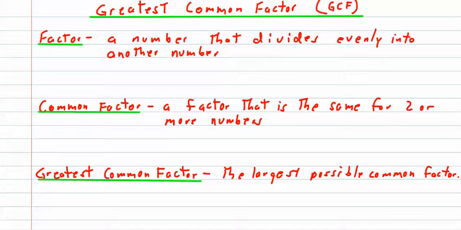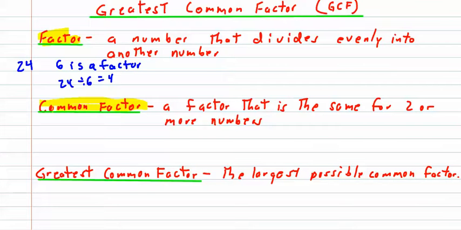All right, if you're watching this video, I would pause the video and copy down these three definitions. First of all, factor. What is a factor? It's a number that divides evenly into another number. For instance, if you look at the number 24, 6 is a factor. Why? Because 24 divided by 6 equals 4. It goes in evenly. All right?